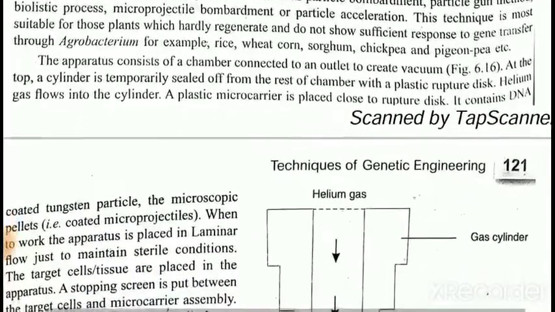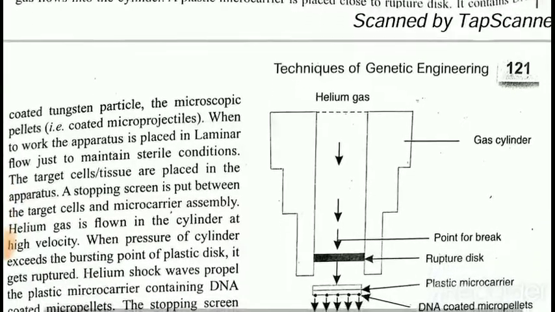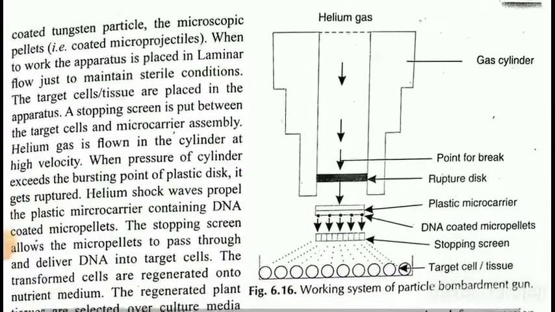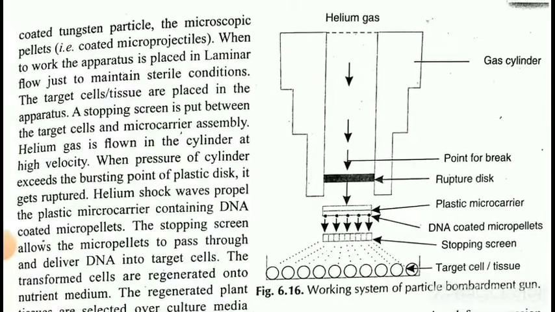The apparatus consists of a chamber connected to an outlet to create vacuum, figure 6.16. At the top, a cylinder is temporarily sealed off from the rest of the chamber with a plastic rupture disc. Gas flows into the cylinder. A plastic microcarrier is placed close to the rupture disc. It contains DNA-coated tungsten particles, the microscopic pellets, i.e. coated microprojectiles. When at work, the apparatus is placed in laminar flow to maintain sterile conditions.